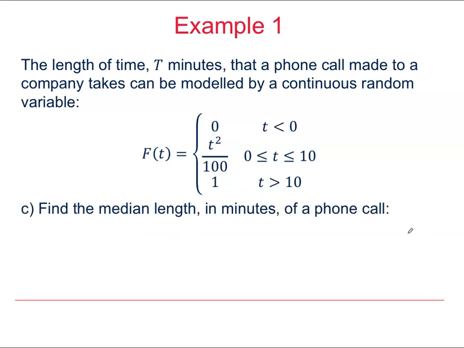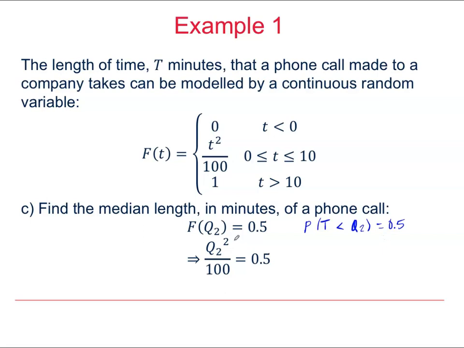We can find the median length of a phone call by making use of the CDF. This statement is now equivalent to saying the probability that the random variable t is less than Q2 is equal to 0.5. As required, if we substitute in the CDF that we've derived previously in the question, we now have Q2 squared over 100 equals 0.5. And if we rearrange and take the square root, we finish up with the median value for the length of a phone call of 7.1 minutes.